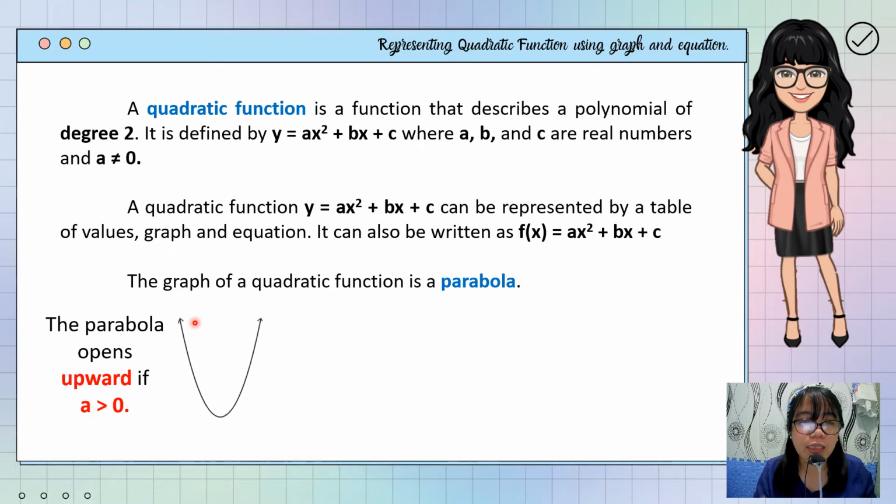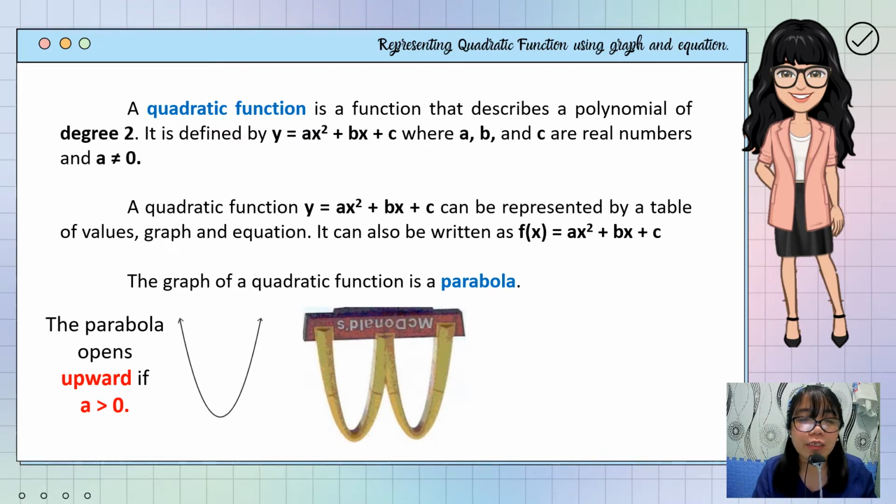So notice that a parabola is not your typical U-shaped figure or object. Because if you notice, as it approaches positive infinity or as it goes upward, this parabola widens. So if the parabola again opens upward, that means to say a is greater than 0, or the leading coefficient or the coefficient of our quadratic term is a positive number. So it looks like this one. So it looks like an inverted logo of McDonald's.